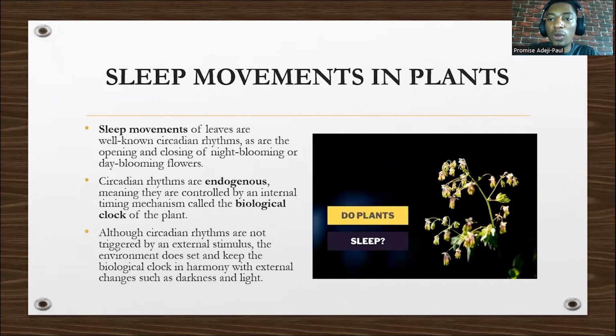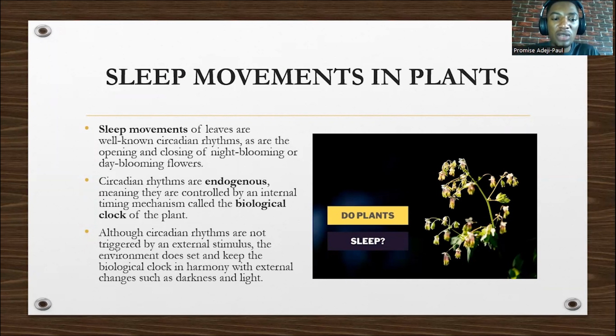Humans, we also have a biological clock. That's present in our pineal gland. So please think of that. Plants also have that biological clock. That's how we know it's time to sleep. When it's dark, it's time to sleep. When it's bright, it's time to wake up.